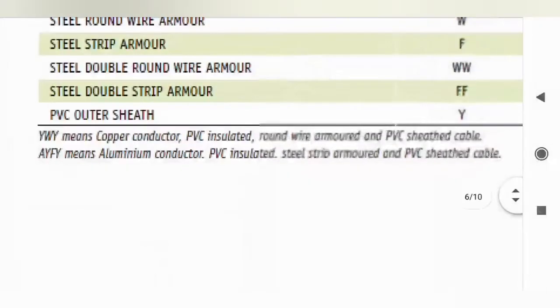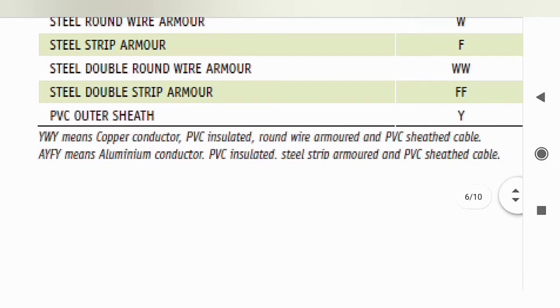For example, we should see one code. If it is YWY, this means copper conductor, because there is no letter initially. Then the second letter indicates insulation, which is PVC insulation. Then the third letter W means round wire armor, and the last Y indicates the PVC outer sheath. Similarly, AYF, which means aluminum conductor, PVC insulation, then flat armor strip, and PVC outer sheath.